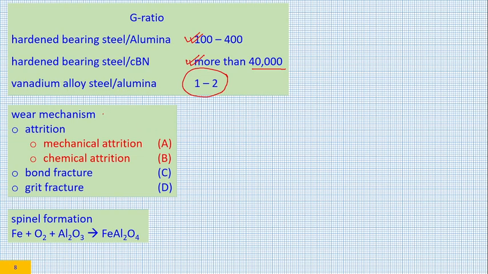What are the mechanisms of wheel wear? One is attrition and bond fracture and grit fracture. There are two kinds of attrition. One is mechanical attrition, one is chemical attrition. This value being so low, 1 to 2, mechanical attrition plays a huge role. So what is that?